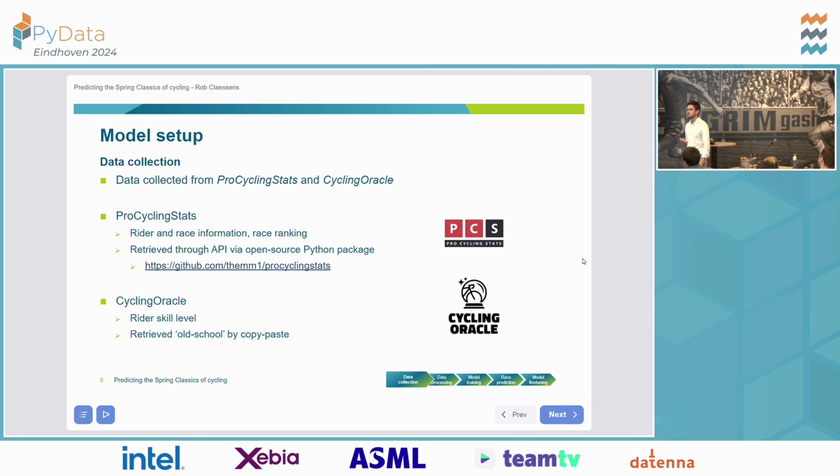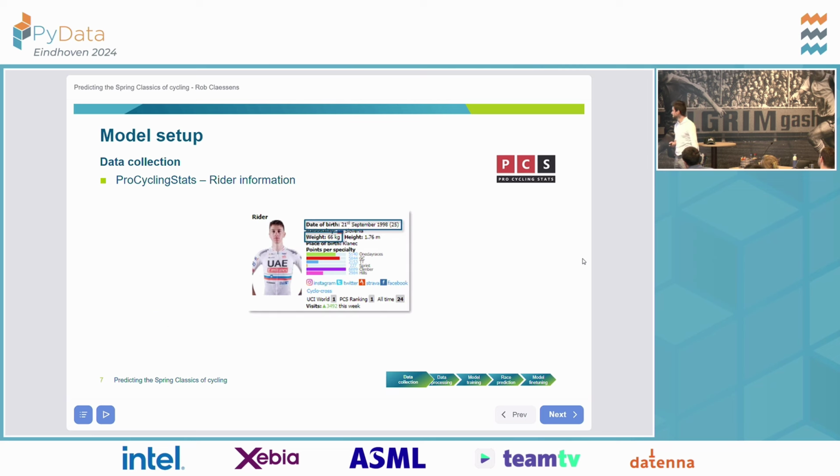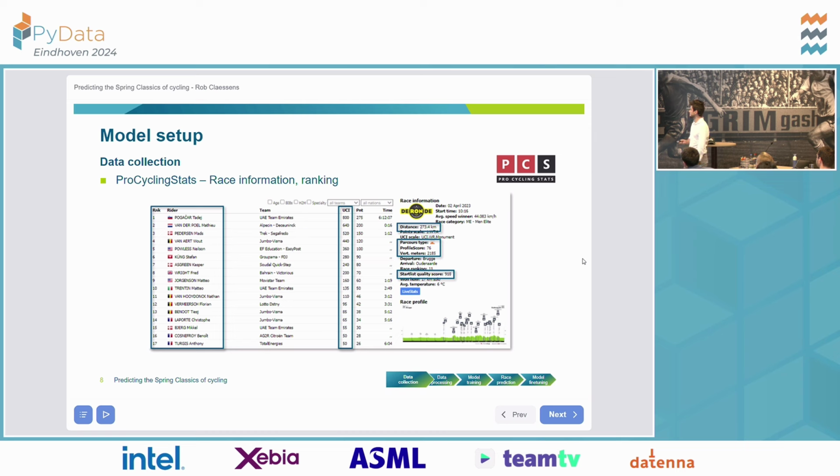This is also a platform that does predictions on cycling, and they keep track of the results of riders, and based on that, they compute how good riders are at certain skills. So maybe on hills or mountains, or how good they are at sprinting. That's what I used for the riders, which I retrieved by some old school copy pasting. So for the rider information, what I took is only the age and weight. For race information, there are more interesting features.